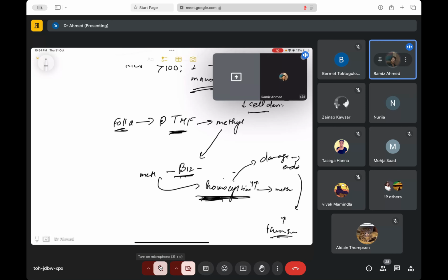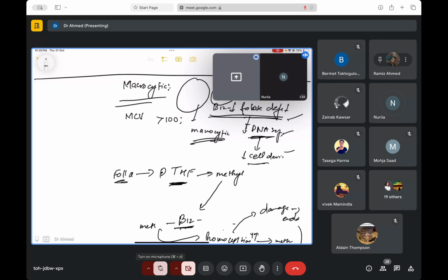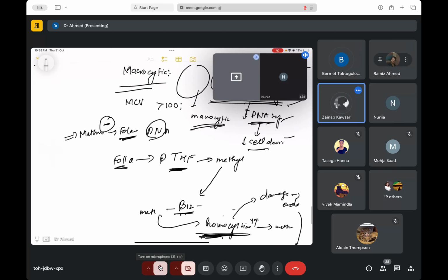For example, if someone is using drugs, you might already have done it. That is methotrexate, which is an antagonist of your folate, right? And it disrupts your DNA synthesis, and it can be used as an anti-cancer drug, right? So methotrexate can also give you macrocytic anemia, right?